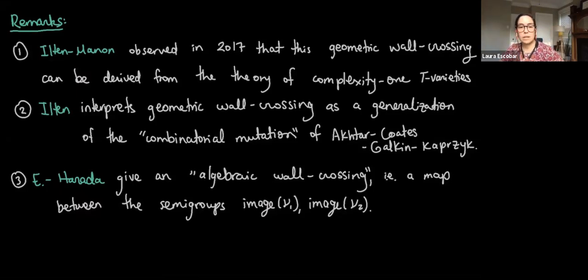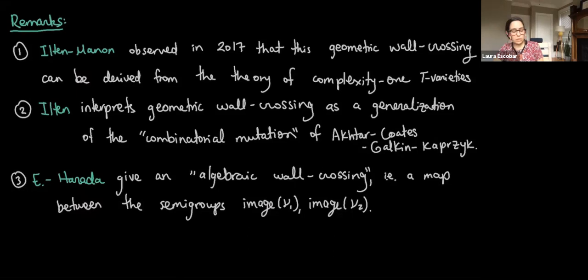So back then, Hilton and Manon observed that this geometric wall crossing that we're talking about can be derived from the theory of complexity 1 T-varieties. This is a beautiful theory where, I told you toric varieties correspond to polytopes, but in toric varieties you have a variety with the action of a torus, and the action is effective, so the dimension of the torus should be equal to the dimension of your variety. But for complexity 1 T-varieties, the dimension of the torus is 1 less than the dimension of the variety. And it seems like you would lose a lot of power there in terms of what the combinatorics tell you about the geometry. But there's this beautiful theory of P-divisors and things like that that can be applied to understand this geometric wall crossing.